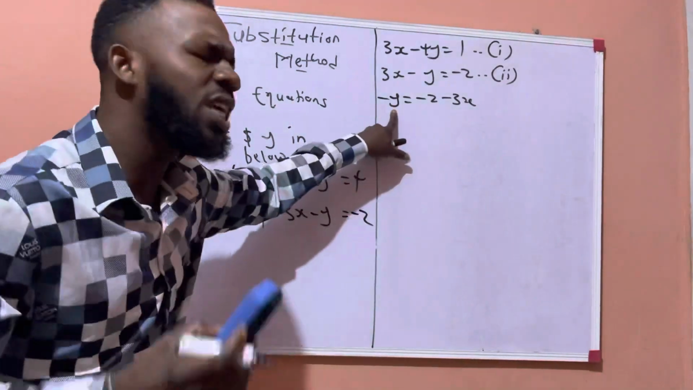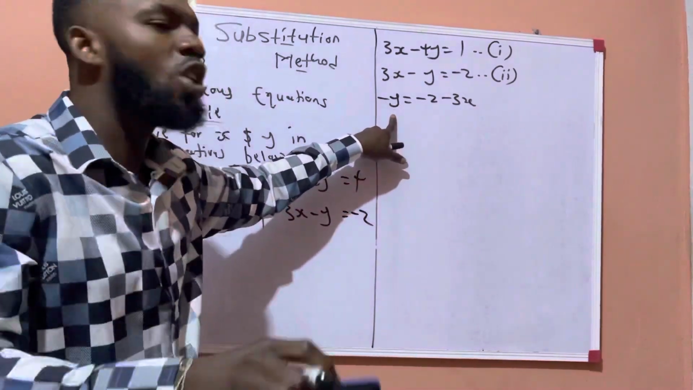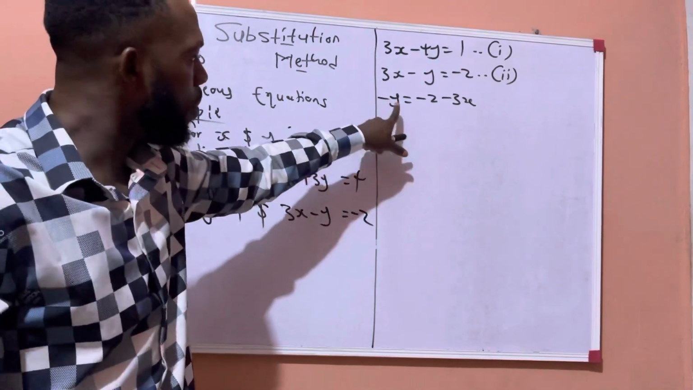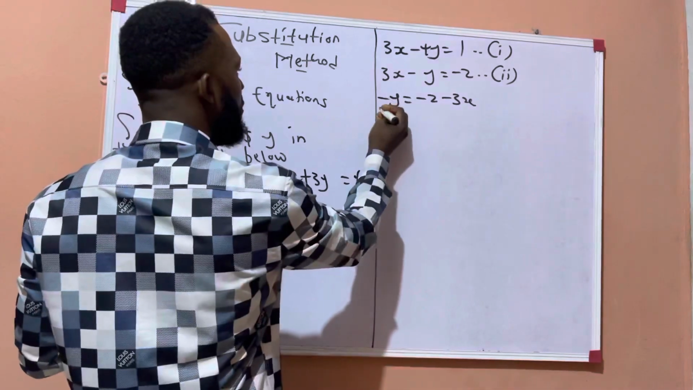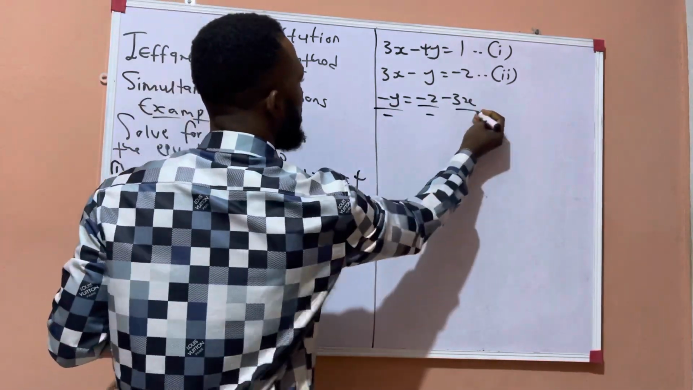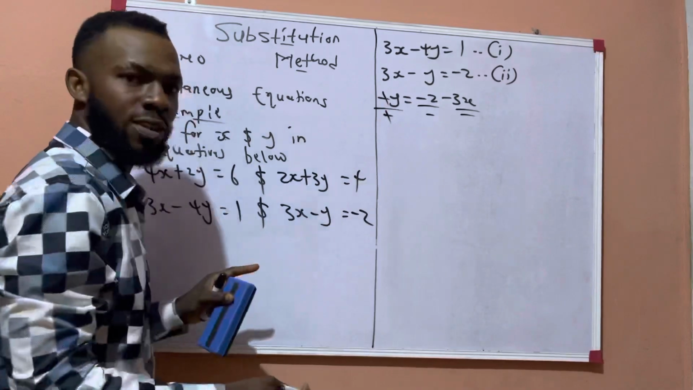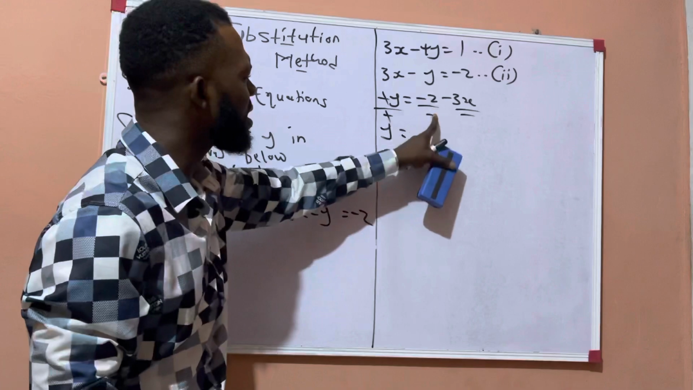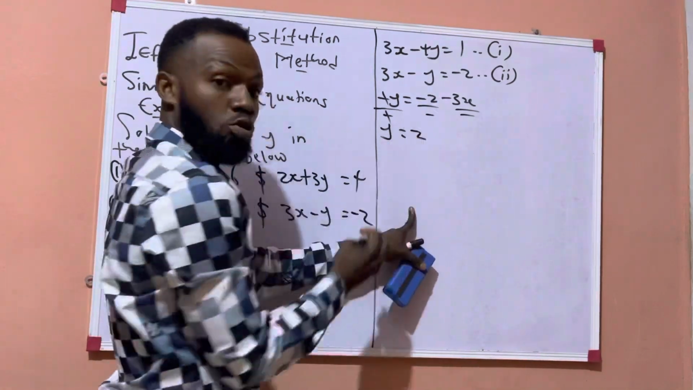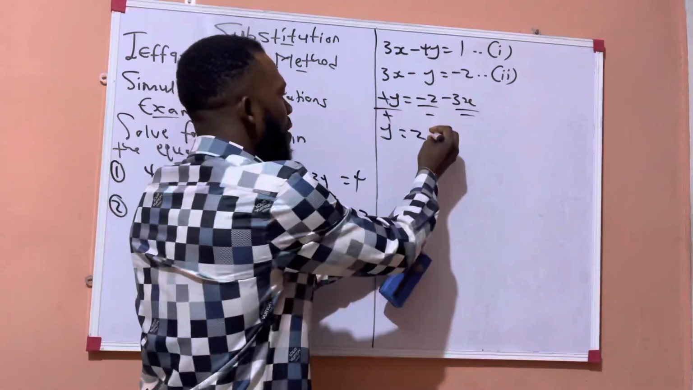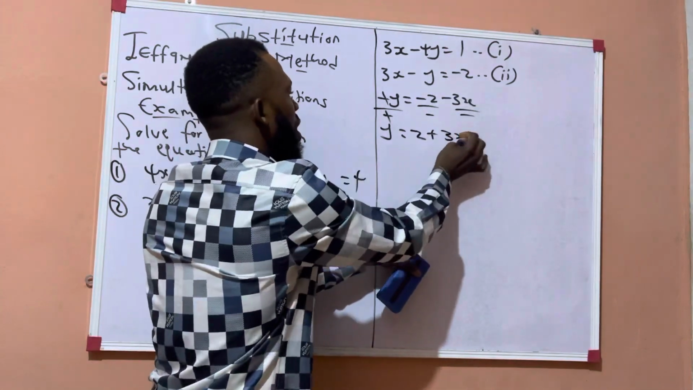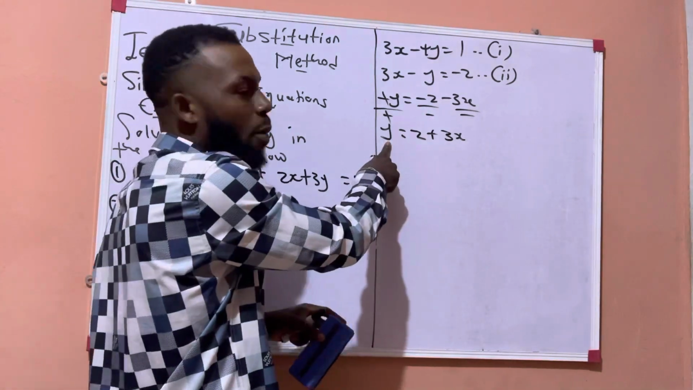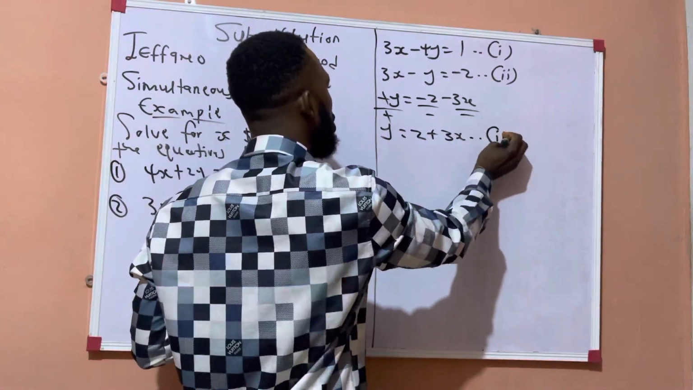Now, my y is still not the subject of the formula. So what do I have to do? I have to divide both sides by minus to make y stand alone. Now, dividing everywhere by minus, you see minus cancels out minus, and then what do we have left here? Y is equal to, now if minus cancels out minus, what do we have left here? Just 2. Now if minus cancels minus, what do we have here? Plus, then what do we have? 3x. So automatically, because my y is the subject of the formula now, this becomes equation 3.